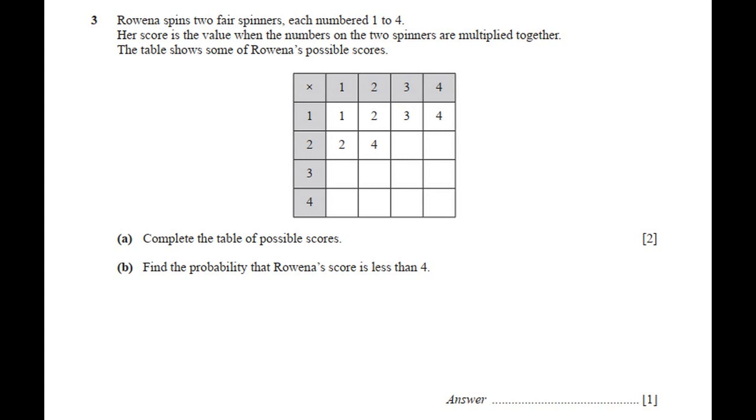Question 3. Rowena spins 2 fair spinners, each numbered 1 to 4. Her score is the value when the numbers on the 2 spinners are multiplied together. The table shows some of Rowena's possible scores. Complete the table of the possible scores.